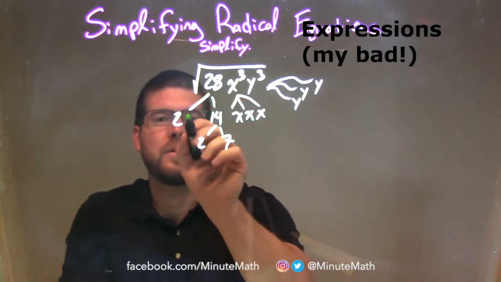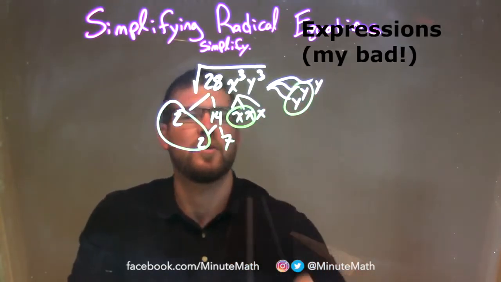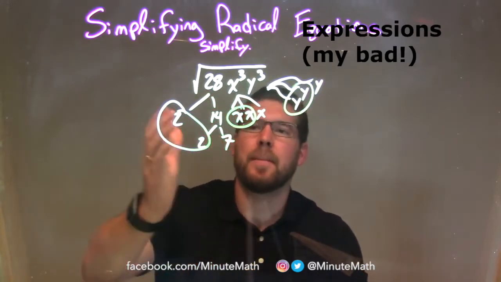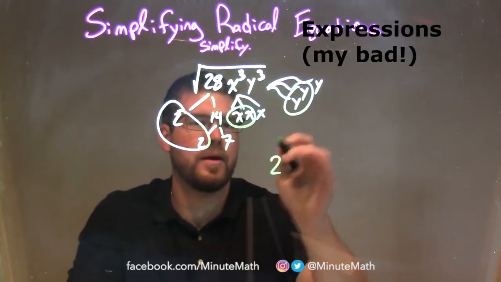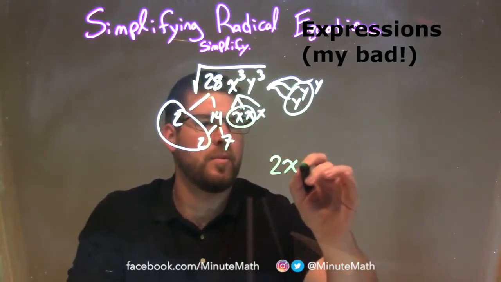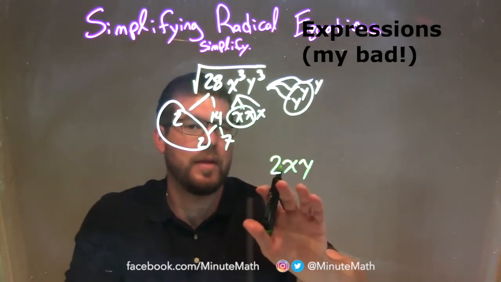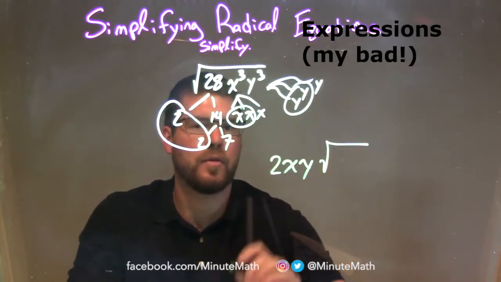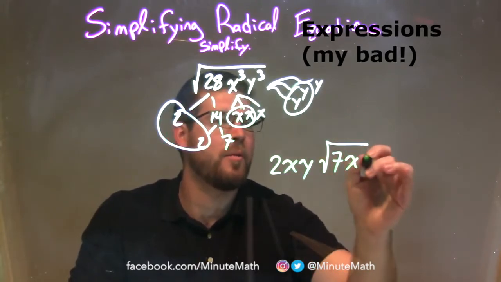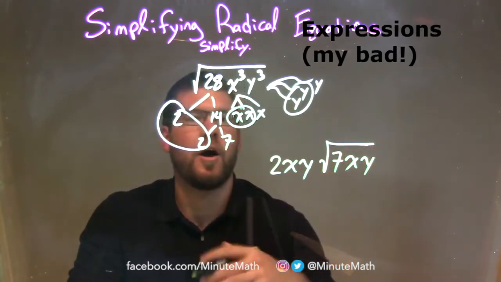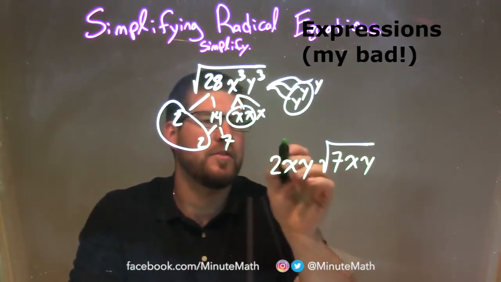Let's go circle pairs. A pair of 2's right here, I have a pair of x's right there, and a pair of y's right there. So for every pair we circled, okay, we're going to put a single on the outside, so 1 pair of 2 right there, 1 x on the outside, and 1 y on the outside. Okay? Now, the pairs represent a single on the outside of the square root. Inside the square root, with our singles, we have 1 7 left over, 1 x left over, and 1 y left over. And so our final answer, now I can't simplify anymore, is 2xy times the square root of 7xy.